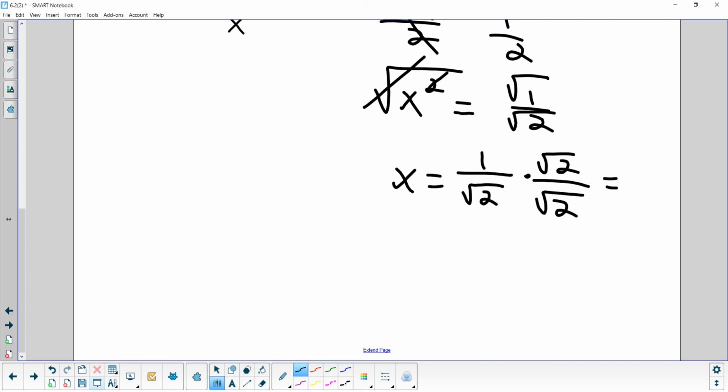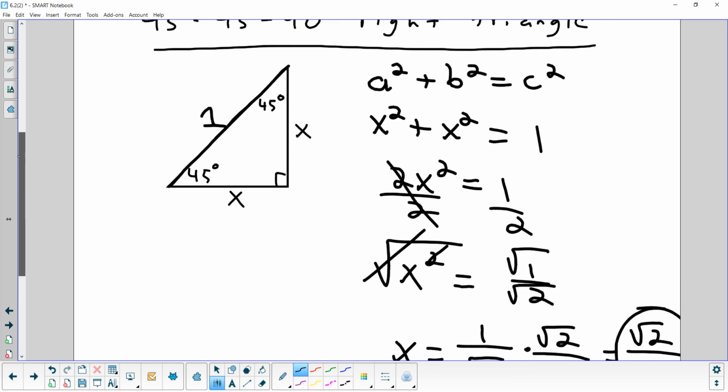And now multiply straight across. Ethan, what's 1 times the square root of 2? Just 1 square root of 2. And what's the square root of 2 times the square root of 2? That's like the square root of 2 squared. How much? 2. Yeah. That's the square root of 4, or just 2. Now we know what x is. And x was the length of each side in the triangle. It's square root of 2 over 2.